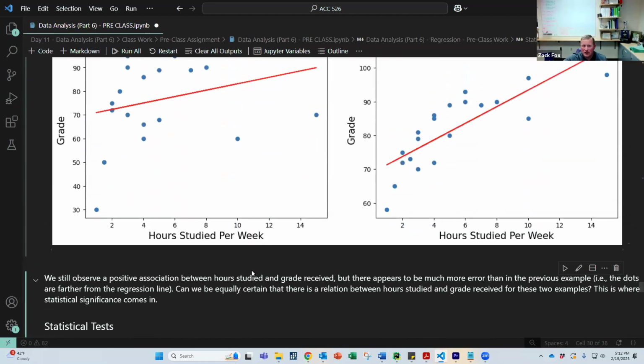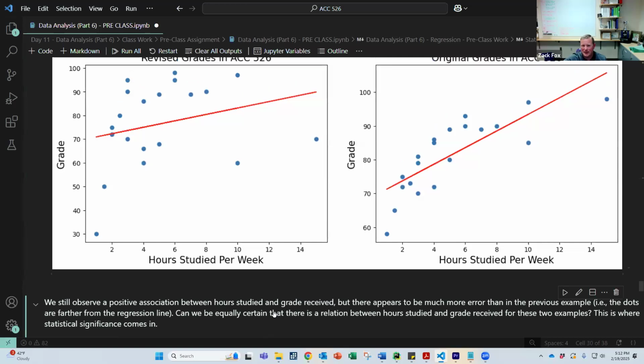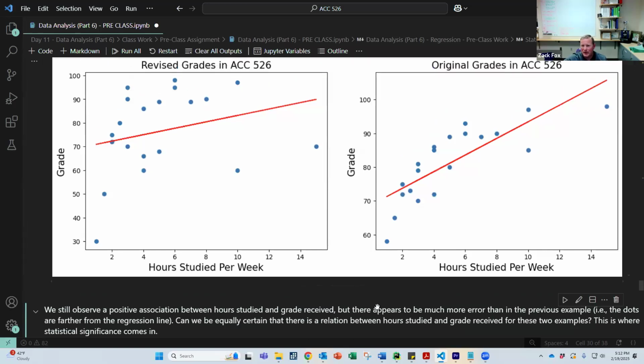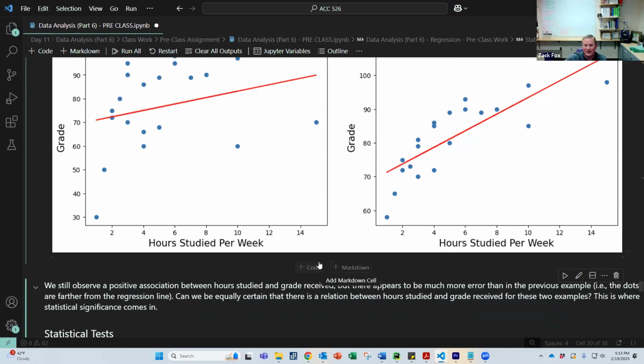Okay, we still observe a positive association between hours studied and grade received, but there appears to be much more error than in the previous example, right? The space between the dots and the line appears to be farther apart. So can we be equally certain that there's a relationship between hours studied and grades received from these two examples? In this one, we're not quite sure, but this one looks pretty good. There's probably a confirmation of our hypothesis, where hours studied is related to grade. Okay, so this is where statistical significance is going to come into play.